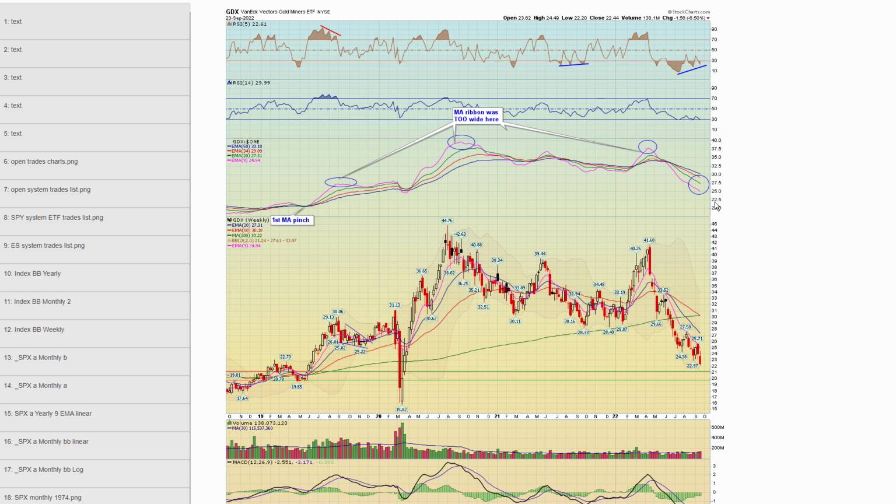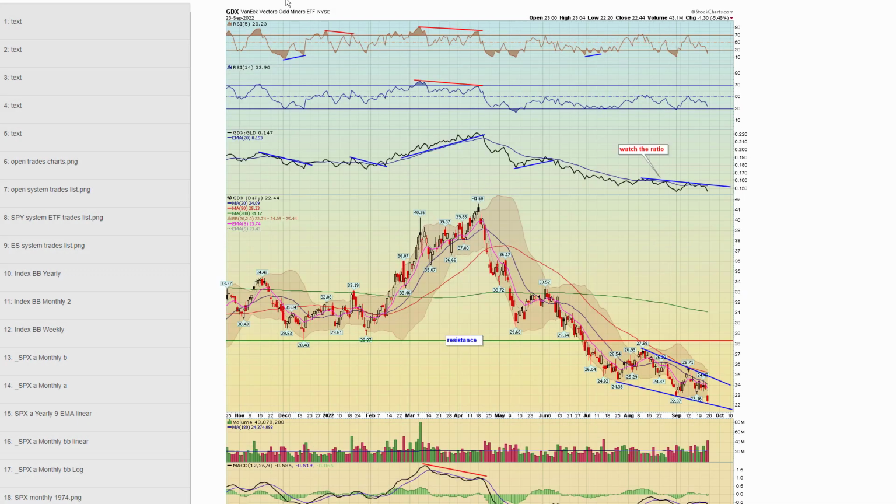Again, it is quite oversold here. The ribbon's quite stretched. When these ribbons get stretched, you tend to get changes, reversals, but we have yet to get that. We do have a little RSI divergence, but should it just continue to work lower, these would be your next support zones.